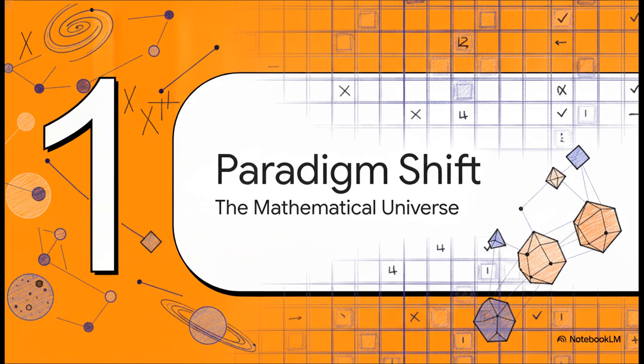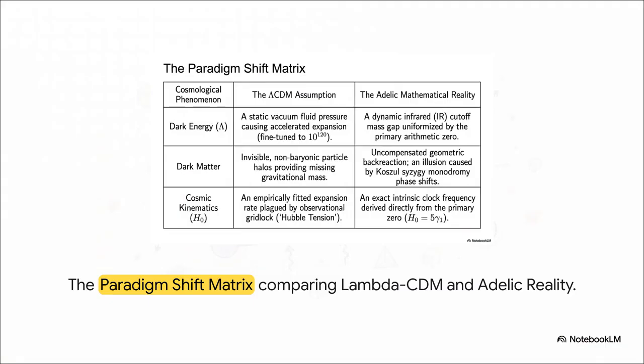To do this, we really have to unlearn the assumptions of standard Lambda CDM cosmology first. What's really interesting about this matrix is the stark contrast. Standard cosmology relies on a static vacuum fluid pressure for dark energy, invisible halos for dark matter, and an empirically fitted expansion rate. But in the Adelic mathematical reality, that invisible dark matter is replaced by uncompensated geometric backreactions. Static dark energy becomes a dynamic infrared cutoff mass gap.